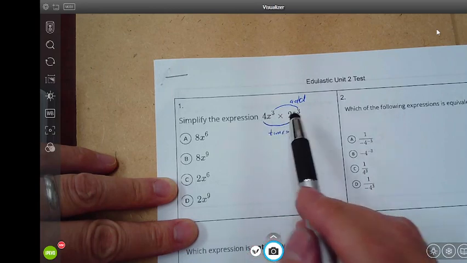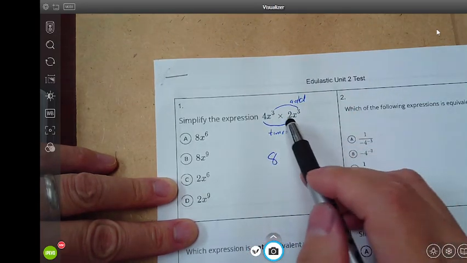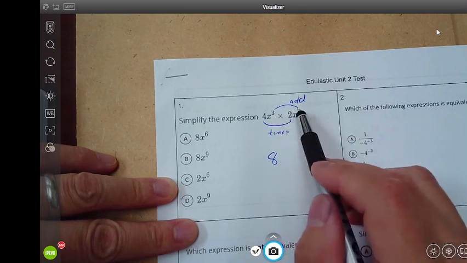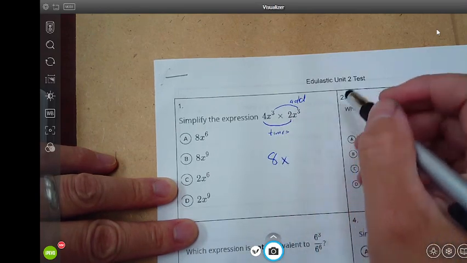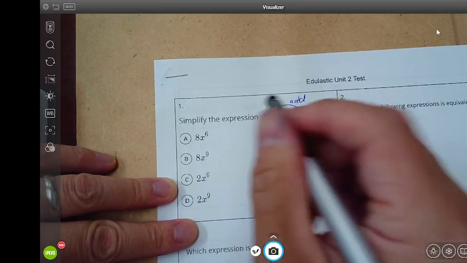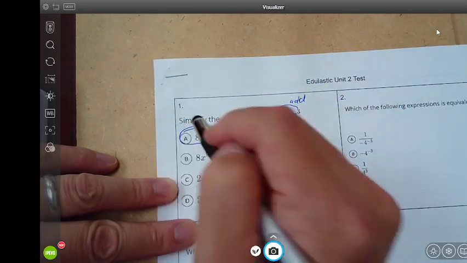4 times 2, it's 8. All right, same base, x, so we're going to add those exponents, keep the base of x. 3 plus 3 is 6, so it's 8x to the 6th.